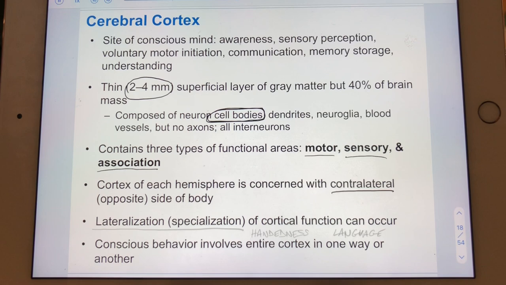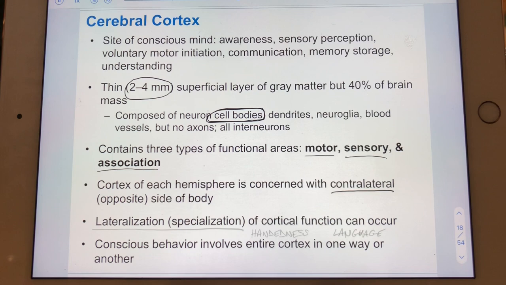So, for instance, the cortex of your right hemisphere is receiving sensory input from the left side of your body. It's sending out motor plans to effectors on the left side of your body. And vice versa for the cortex of your left hemisphere. Contralateral. Okay.